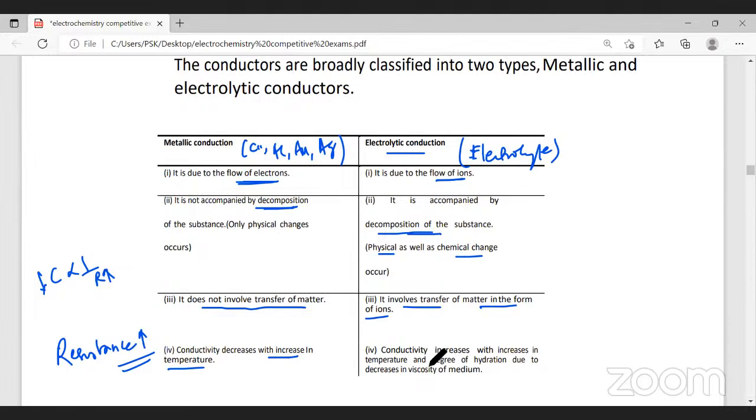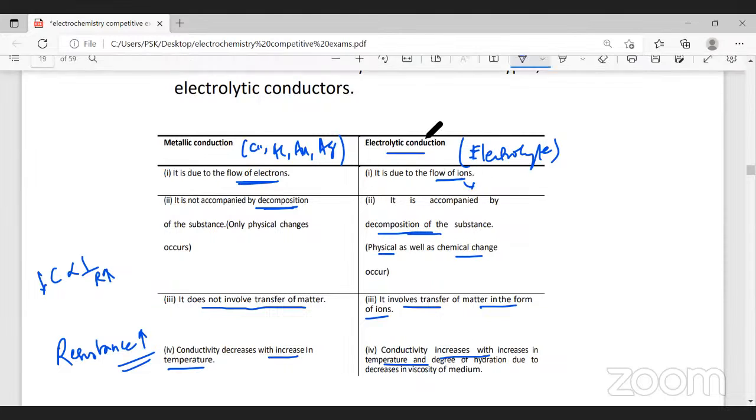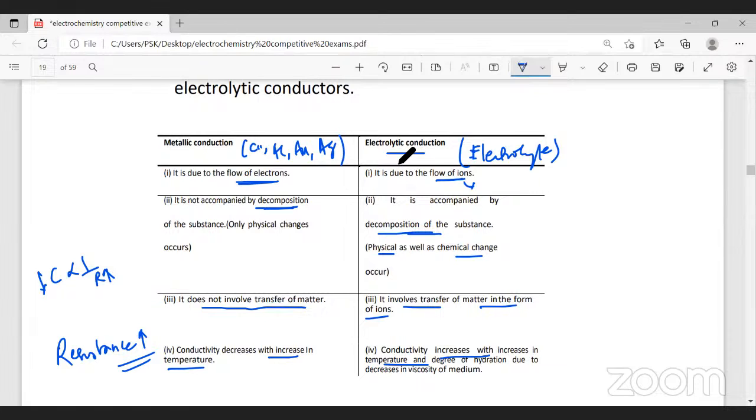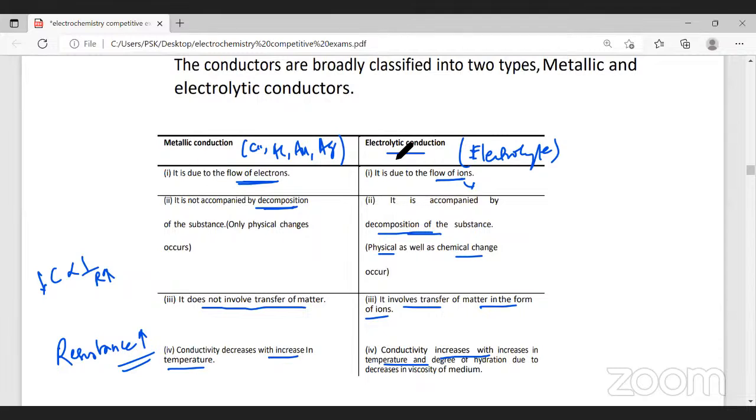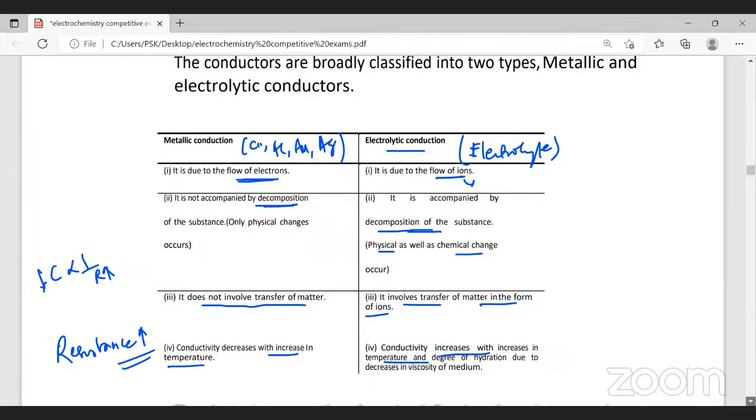But in case of an electrolyte, conductivity increases with increase in temperature, because on increasing the temperature, these ions start moving faster towards the respective electrodes. Since ions can move, ions gain more kinetic energy and start moving faster. Therefore, conductivity will increase in case of electrolytic conduction on increasing the temperature.